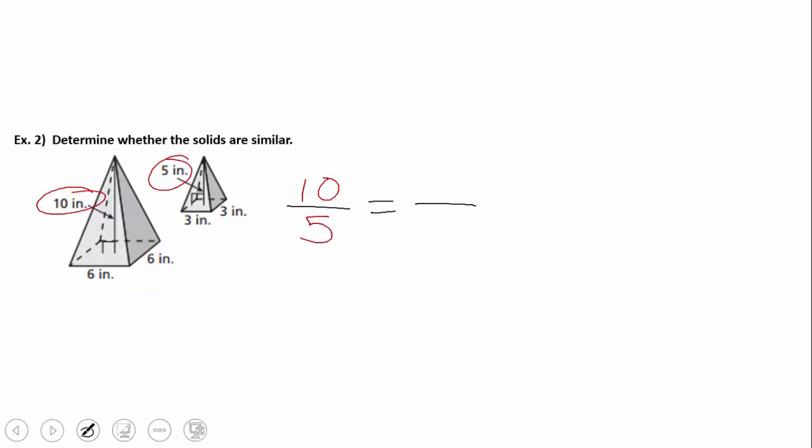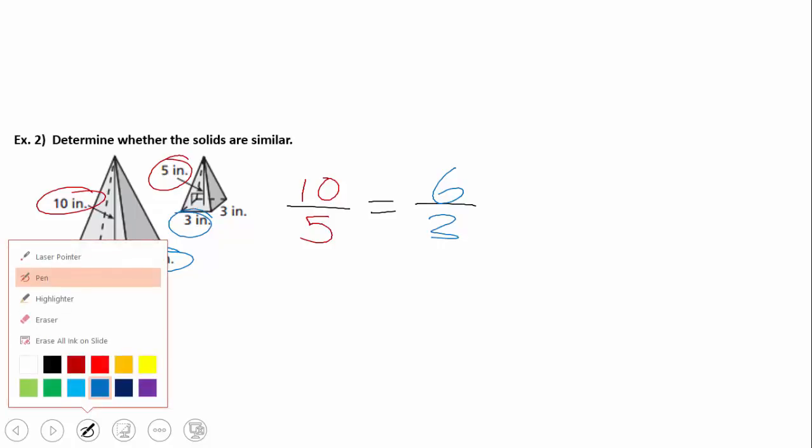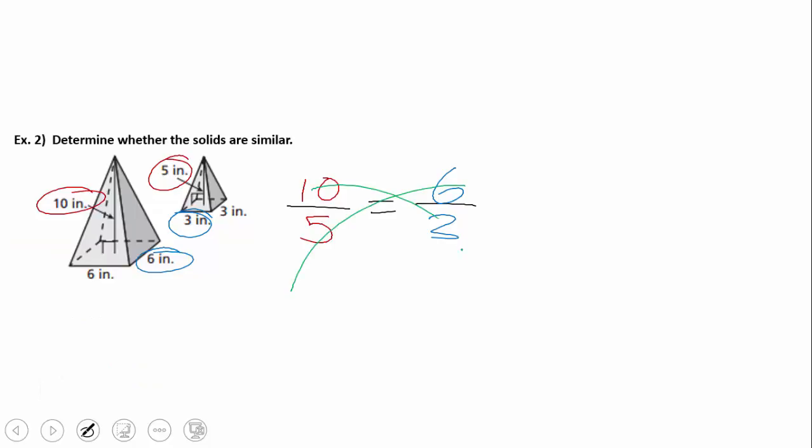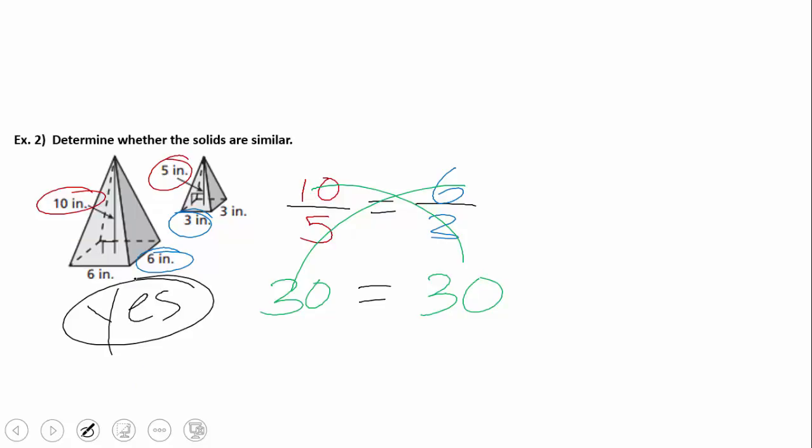Is that proportional to the base length of the larger one, 6? I have to put that one first because I put its height first. To the smaller one, 3. And now that I have the proportion written, I can use my cross products. And I go 6 times 5, that's 30. And 10 times 3, that's 30. Are those two products equal? Yes, they are, which means these two pyramids are similar, meaning they're the same shape and their sides are proportional. Their corresponding dimensions, which could be a side, are proportional.